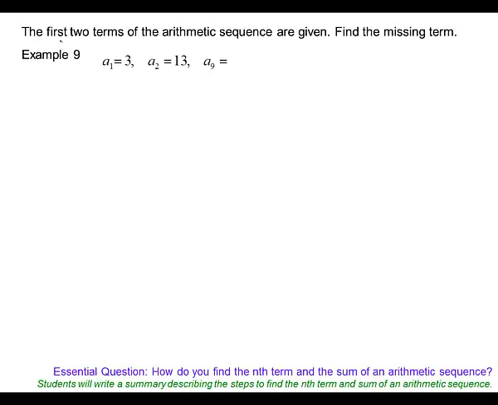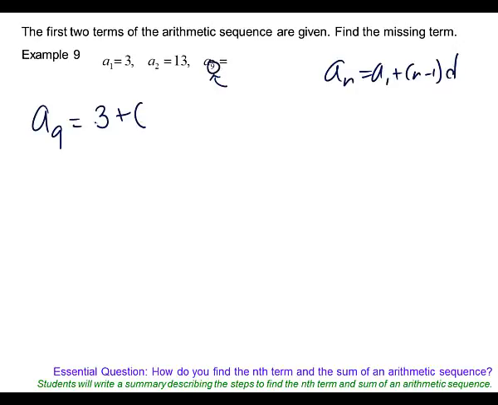Yeah. Okay. All right. The first 2 terms of the arithmetic sequence are given. Find the missing terms. They want us to find the 9th term. Okay, so what we're looking for is a sub 9. We're still going to use a sub n equals a sub 1 plus n minus 1 times the difference. What's a sub 1? 3. Plus, what's my n value? They told it to us right there. 9.